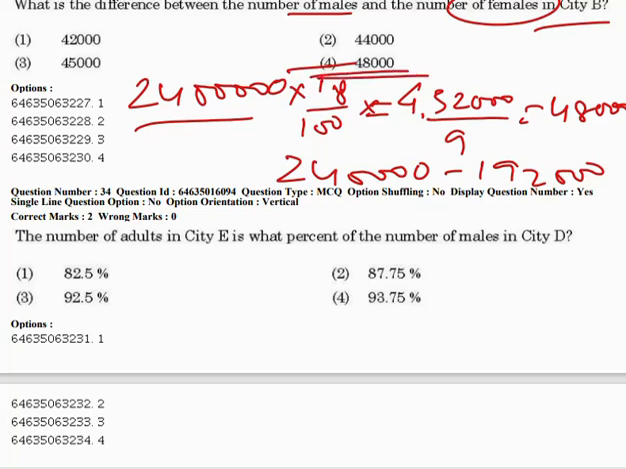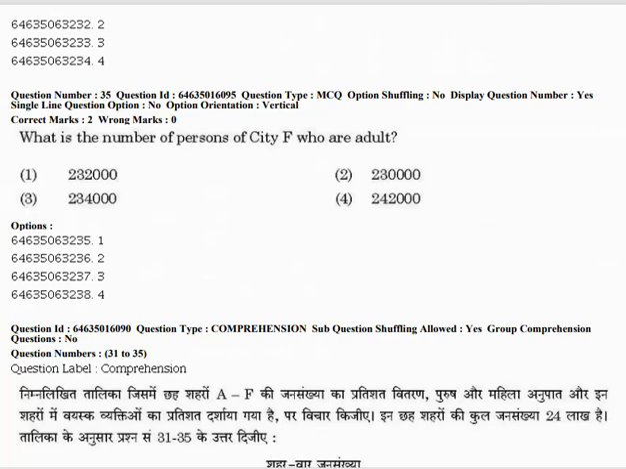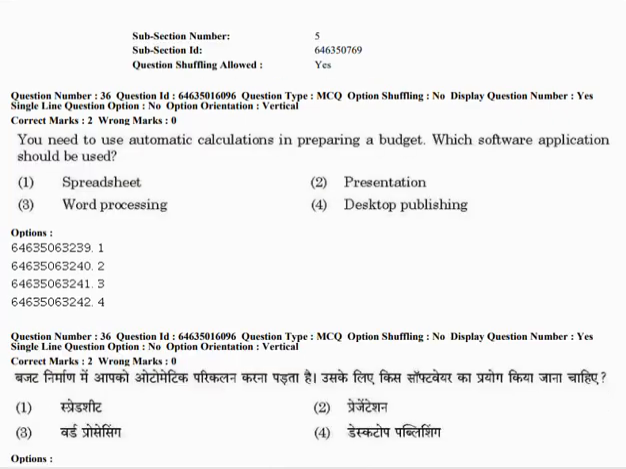34. The number of adults in city E is what percent of the number of males in city D? सिमिलर तरीके से सॉल्व करेंगे हम लोग. ऑप्शन नंबर 4 will be the correct answer. 35. What is the number of persons of city F who are adult? City F में adult persons हैं 2,30,000. Option number 2.